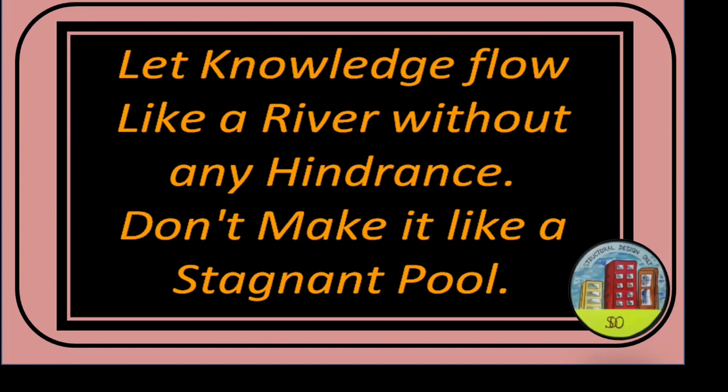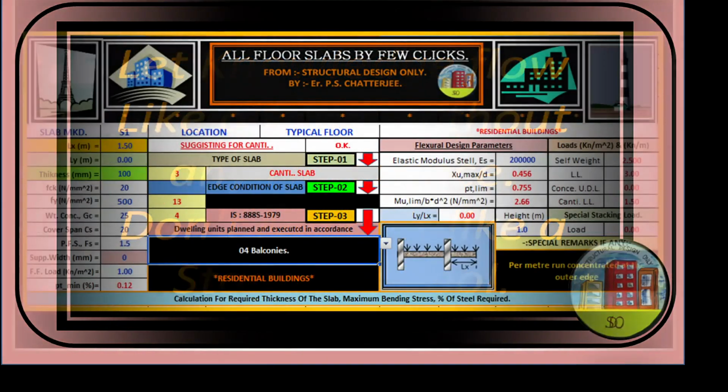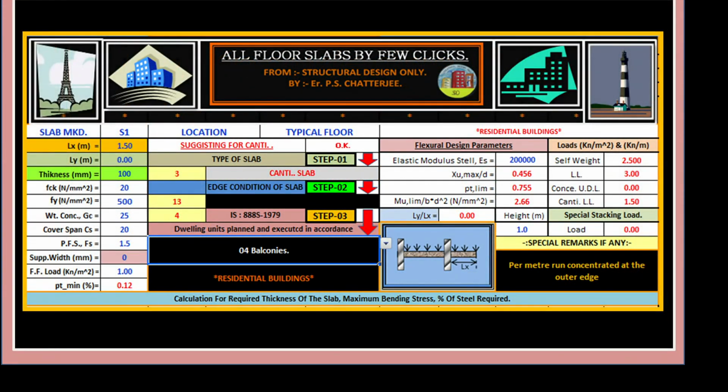Let knowledge flow like a river without any hindrance. Don't make it like a stagnant pool. All floor slabs by few clicks.